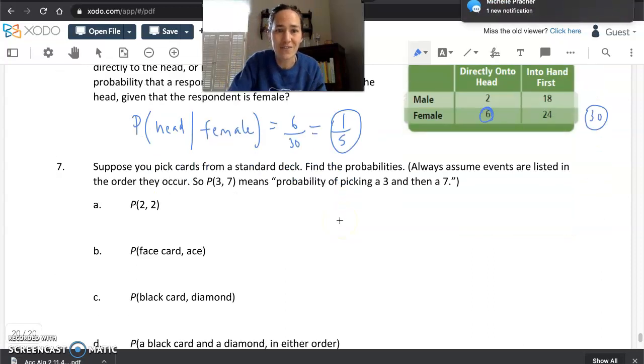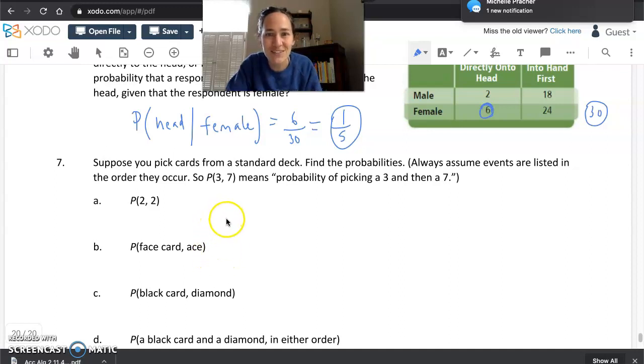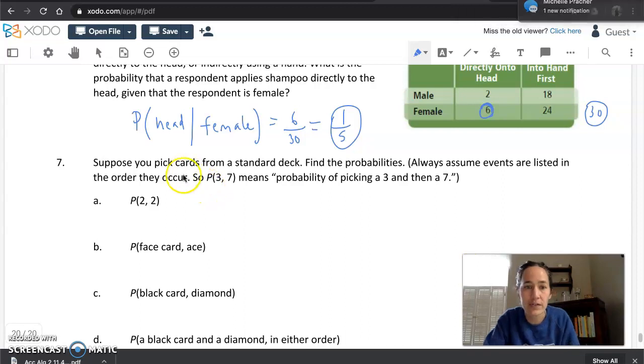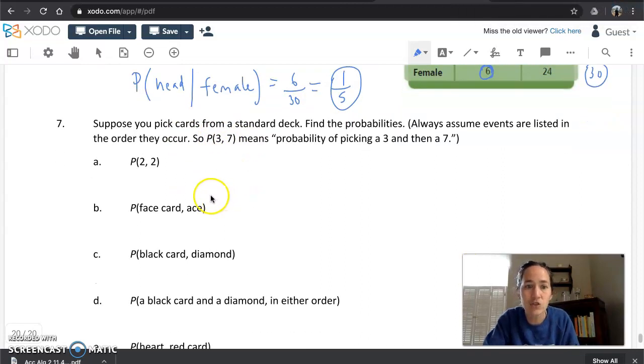All right, number 7, suppose you pick cards from a standard deck, find the probabilities, and assume events occur in order. Keep this in mind. When I can, I'll try to put the word then to indicate order, so like in B, face card, then ace. But if it's not there, it implies you get the face card first and then the ace second. If I mean for the order to be either way, I will explicitly state that in the problem.